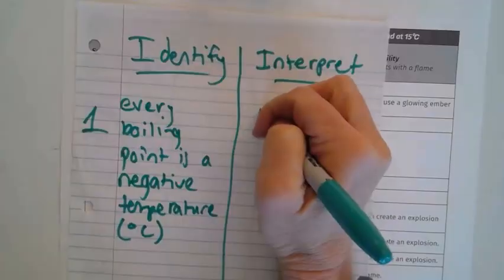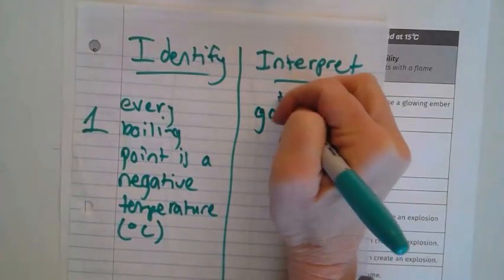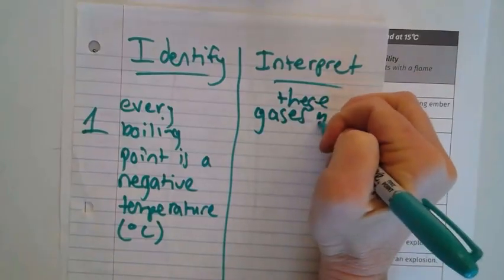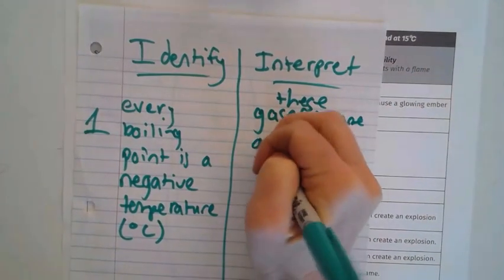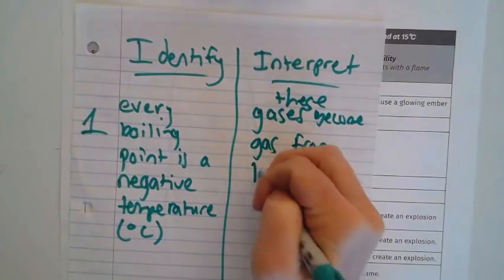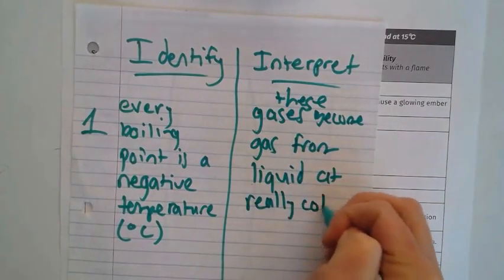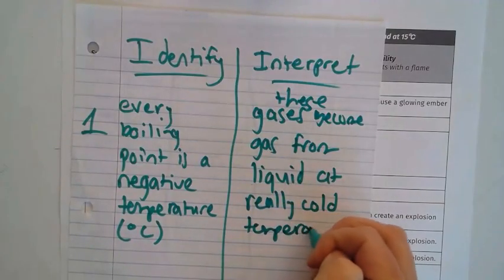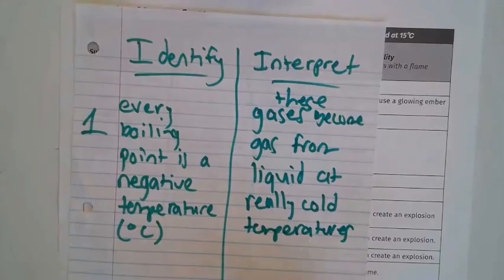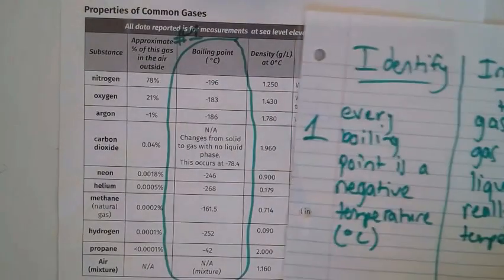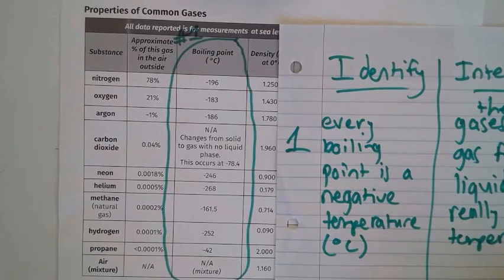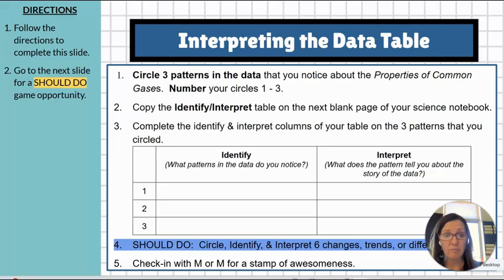So I'm going to interpret that these gases become gas from liquid at really cold temperatures, which means that normally we don't ever experience these really cold temperatures. So normally, in my everyday life, that's why these are gases, because our normal life is well above 0 degrees Celsius. Right, so now I've modeled how I would find a pattern in the data.